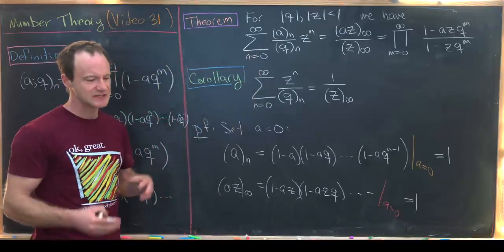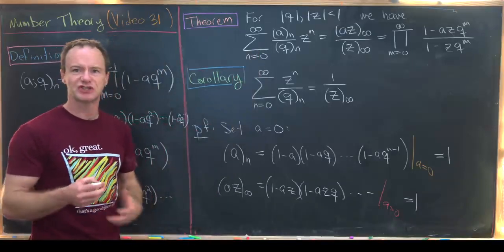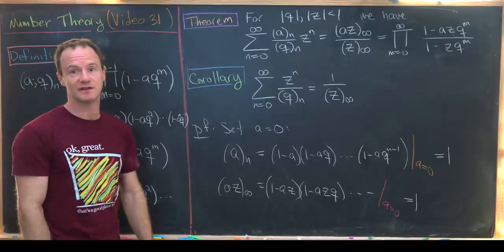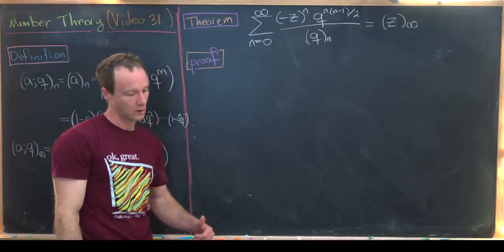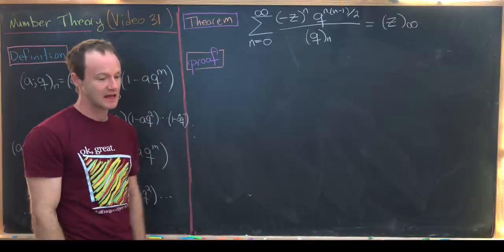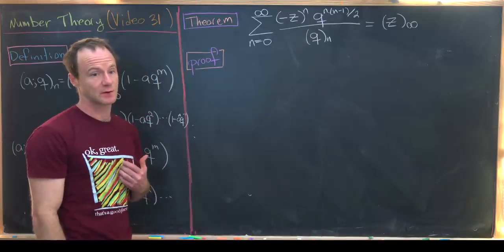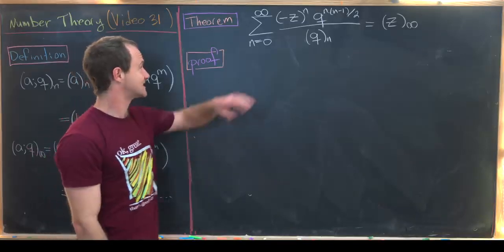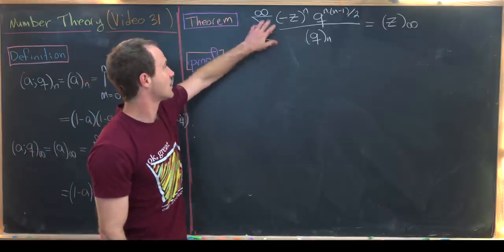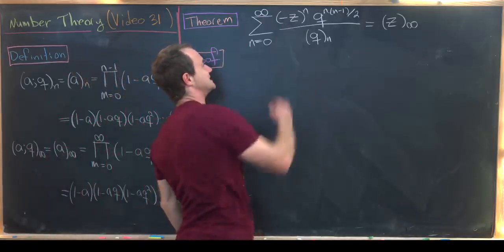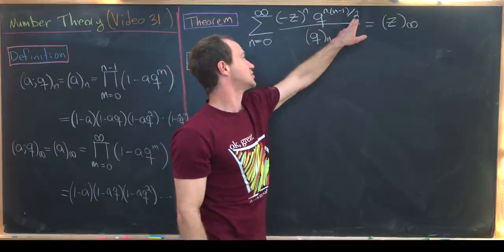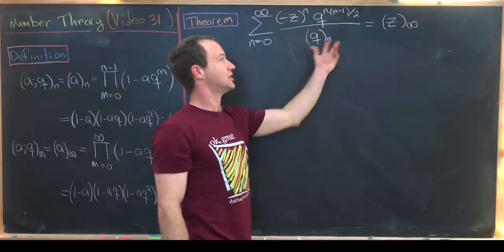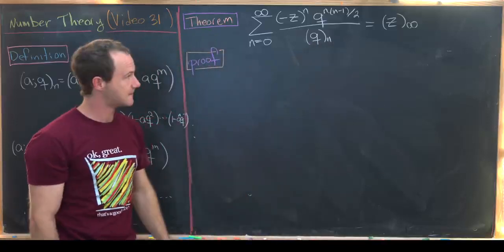So let's maybe get rid of this, and we're going to prove another theorem that is somewhat similar to this, but I think it's useful to look at that proof as well, just for practice dealing with these kinds of things. Okay, so for the next theorem, which is sometimes presented as a corollary of the last theorem, but like I said, we're going to prove it from scratch for practice. So that's the sum as n goes from 0 up to infinity of (minus z)^n q^(n(n-1)/2) over (q;q)_n is equal to (z;q)_infinity.